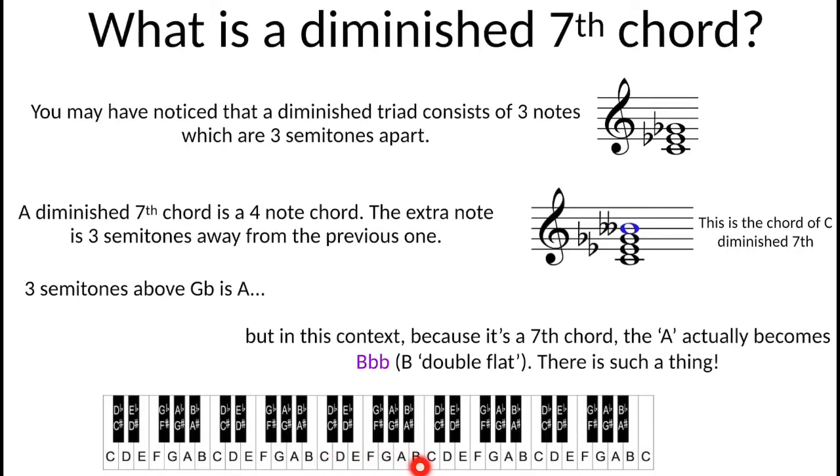So from a C to a B is 7 steps. 7 steps if we make it B flat. Still, theoretically, 7 steps if we make it B double flat. So that's a wee bit confusing, but that's the reasoning behind that. Some people get confused that the top note is an A. So why isn't it a 6th? But if we call the top note a B double flat, it really is a 7th.